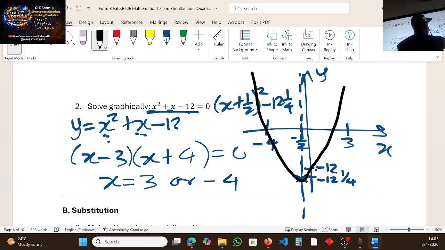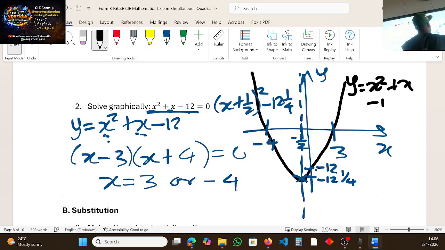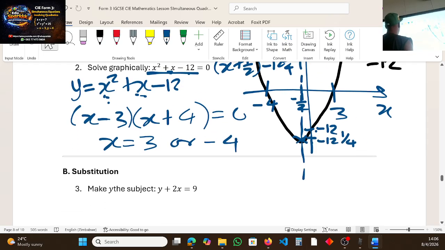I'm sure my minus 3 is at the wrong place, it should be my positive 3. Let me try and adjust it so that there's a bit of symmetry on our curve. This point has to be positive 3. Then I can label my curve to say this is the curve y equal to x squared plus x minus 12. I've already sketched my curve, so I've solved it graphically.